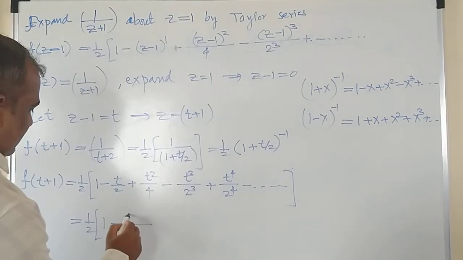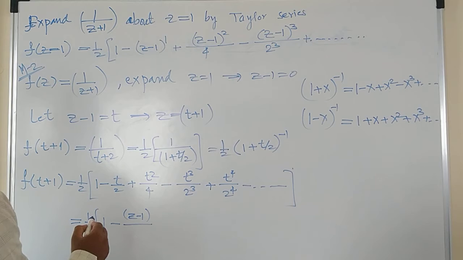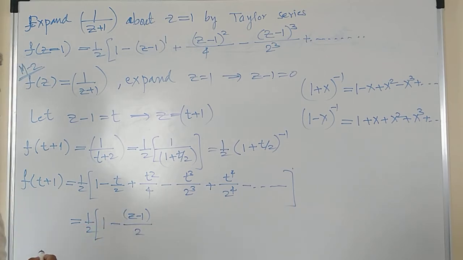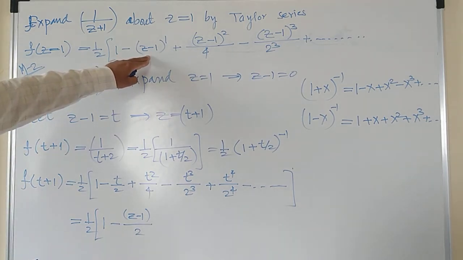Minus (z minus 1) by 2. Here you must have a 2 here. We need to check it again.